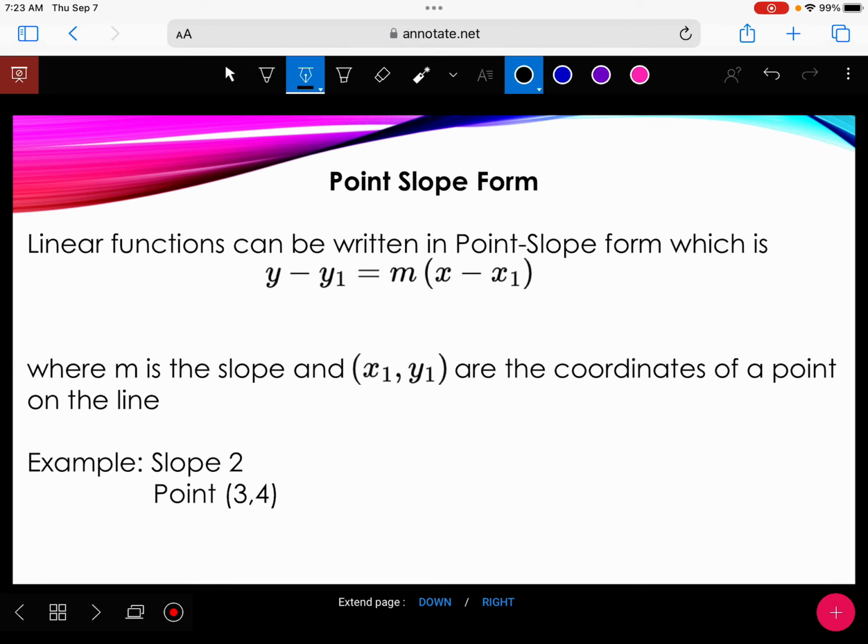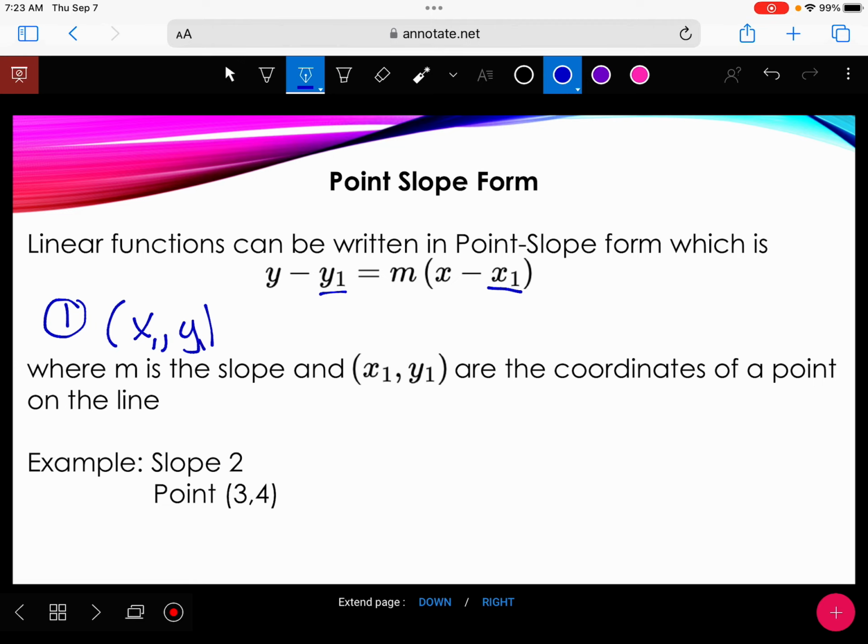So the point-slope form is y minus y1 is m times the quantity x minus x1. And just like we did in our slope formula that we talked about yesterday, the little baby 1 just means point 1. If I find a point that has x and y, we call that x1, y1.